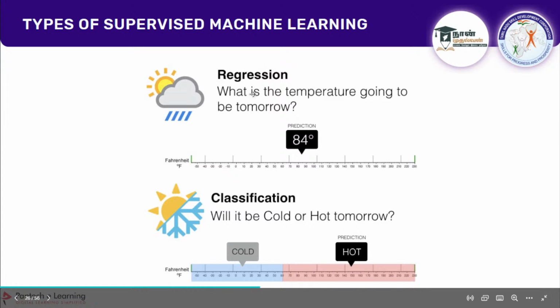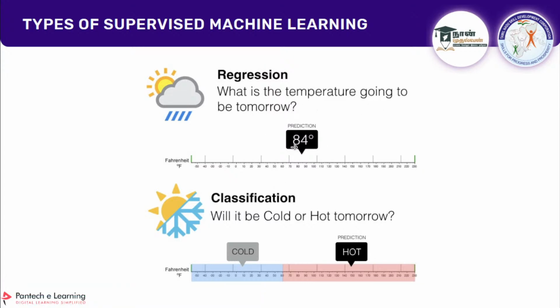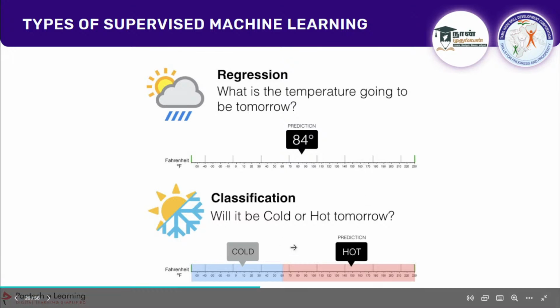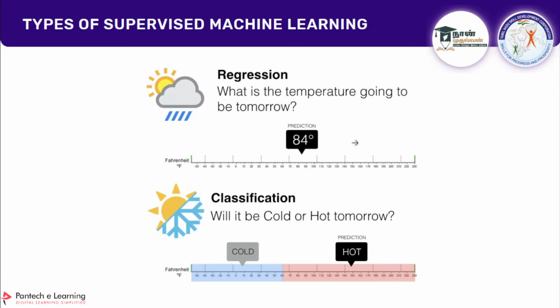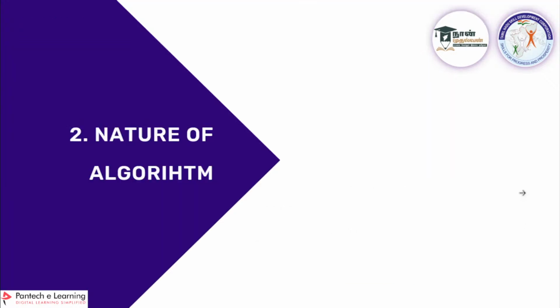What is regression? What is the temperature going to be tomorrow? You are going to predict a value. This is a continuous output. Classification is a discrete output, either this or that. But for example temperature prediction or salary prediction is not this or that. It is a continuous value, so it may keep on increasing or decreasing. Based on that, you have to decide whether your problem is classification or regression. For that, you are going to choose separate algorithms.